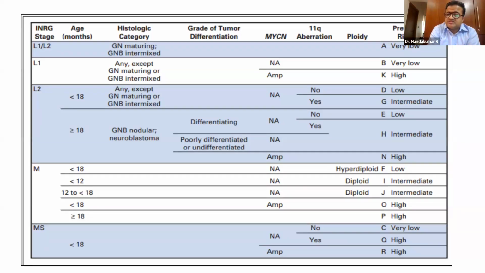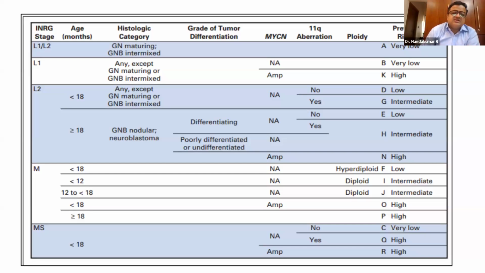I'm not going too much into the details, but to simplify things, all you have to know is that anybody with metastasis in a child more than 18 months of age is classified as high risk, irrespective of the MYCN status. If you have a MYCN amplified neuroblastoma, it is considered high risk, no matter what the age, what the stage, or what the other aberrations are. So two things you have to remember. If you have a child with MYCN amplification, it is considered high risk. However, there are certain groups which exempt MYCN from being used, like the COG.